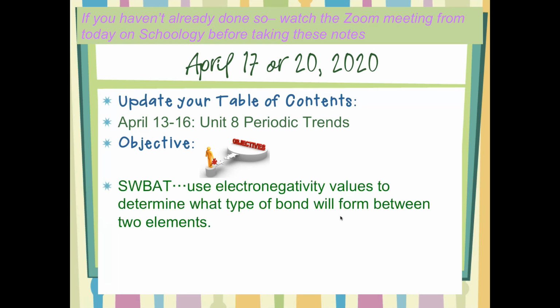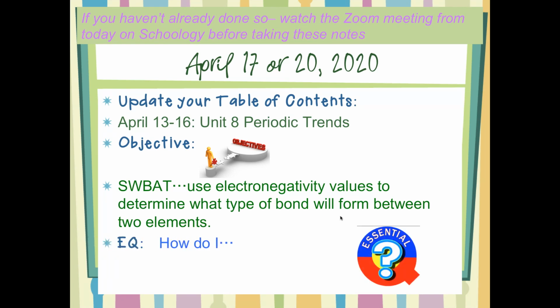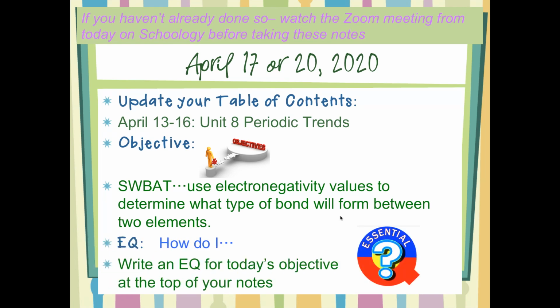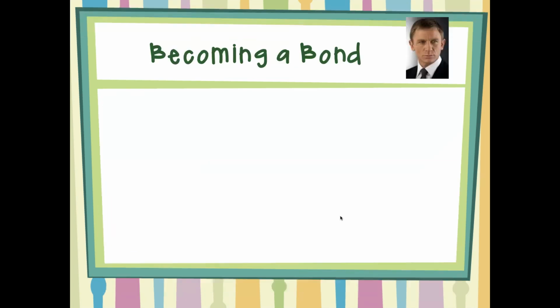The objective for today is to connect electronegativity values to the types of bond that can form between elements. So your EQ is maybe something like, how do I use electronegativity values, or how do electronegativity values determine the type of bond? Something like that. So go ahead and set that up at the top of your notes so you have that focus of what the whole point of these notes is. So at the end, you can write your summary. You can use it as review later, but just so you have an idea of what the whole point of this is. Let's get into it.